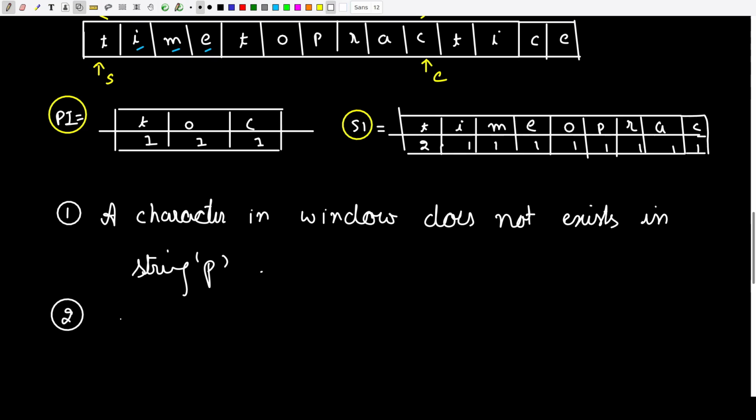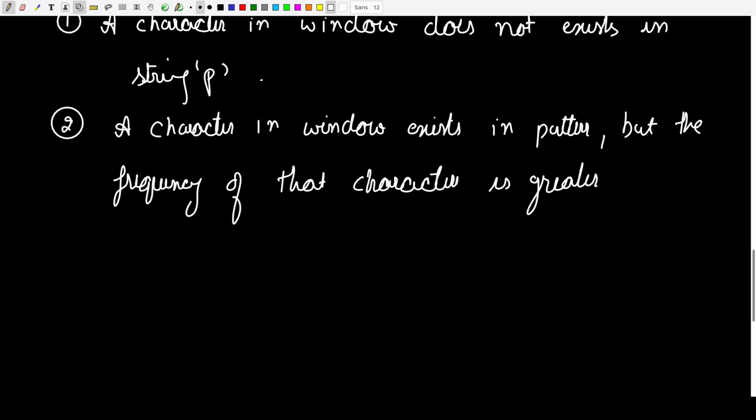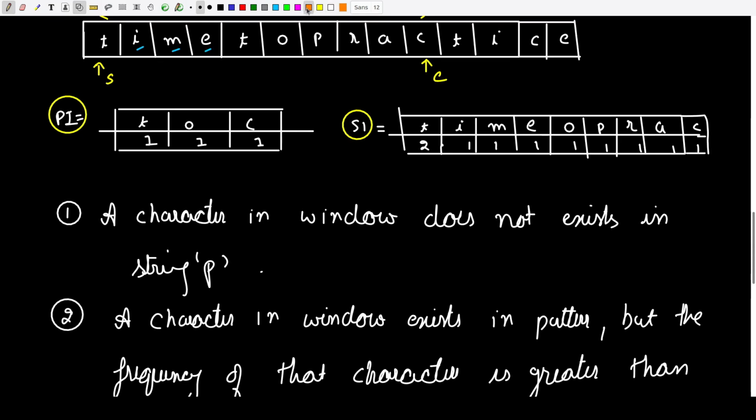The second condition is: a character in the window exists in the pattern, but the frequency of that character is greater than the frequency of that character in the pattern. Let me explain this. In order to understand this, let's take the character T. We are expecting T to occur once in the window, whereas as we can see, it has occurred more than once. So 2 times it has occurred. Since it has occurred 2 times, we are at liberty to remove one of the T's from our window. So using these two conditions, let us see how we will be able to minimize it.